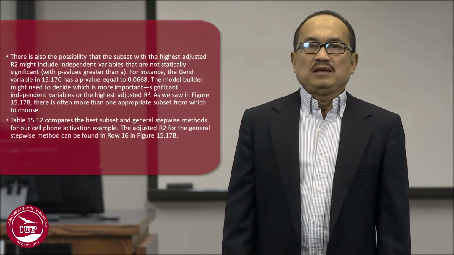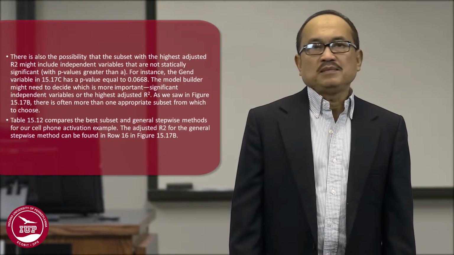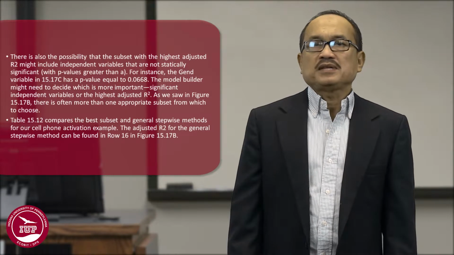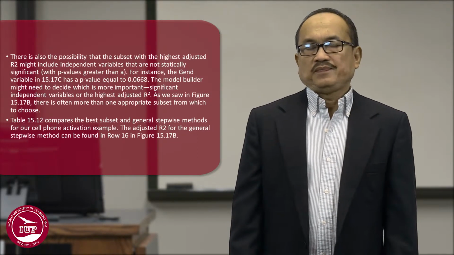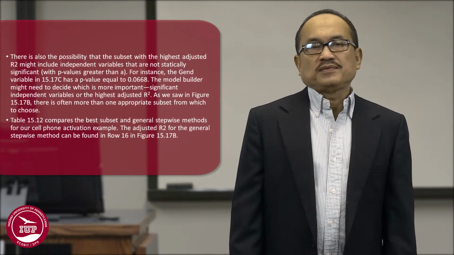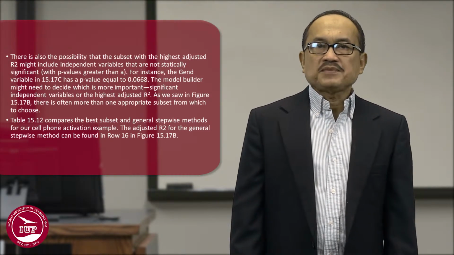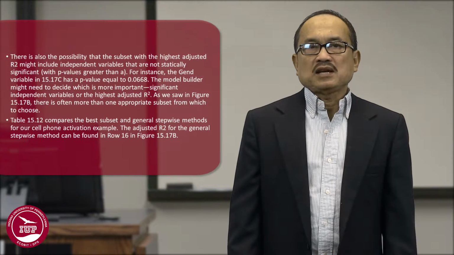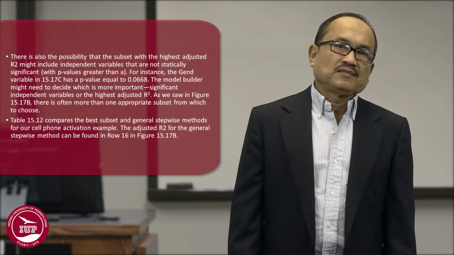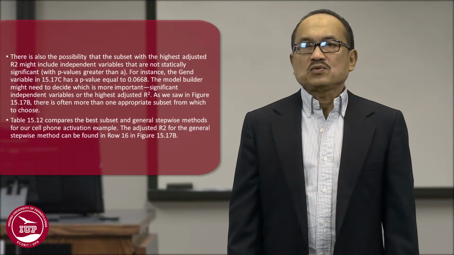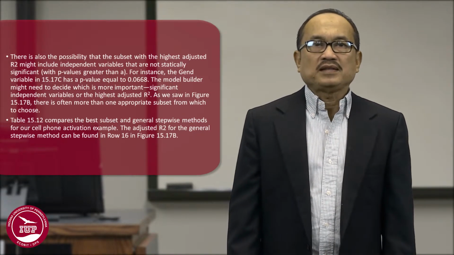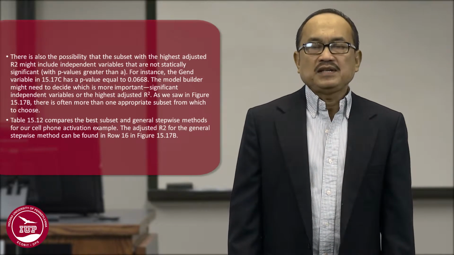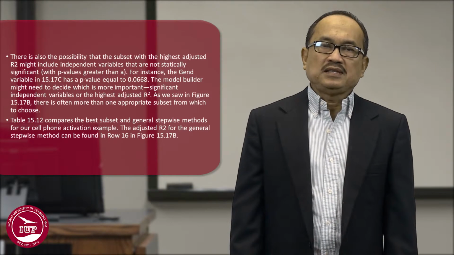As we saw in figure 15.17b, there is often more than one appropriate subset from which to choose. Table 15.12 compares the best subset and general stepwise methods for our cell phone activation example. The adjusted R square for the general stepwise method can be found in row 16 in figure 15.17b.